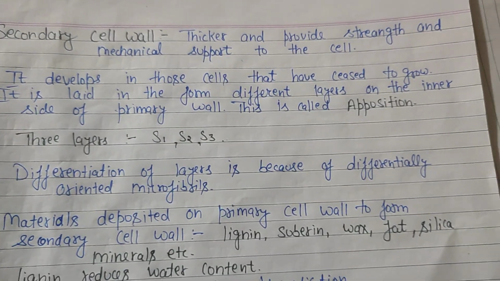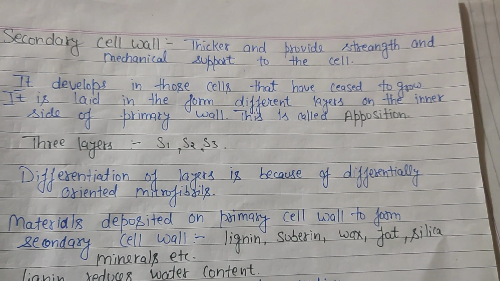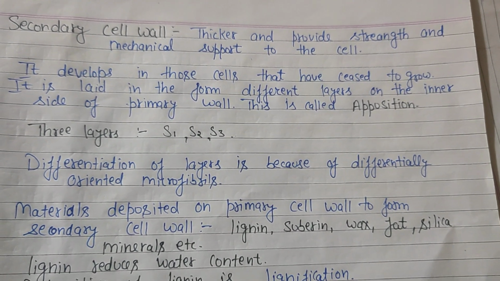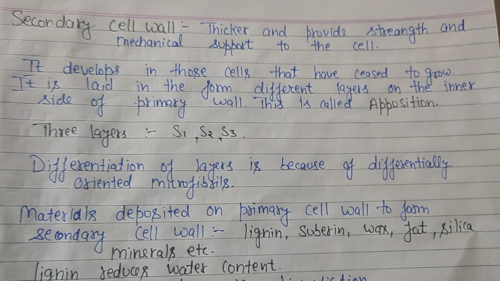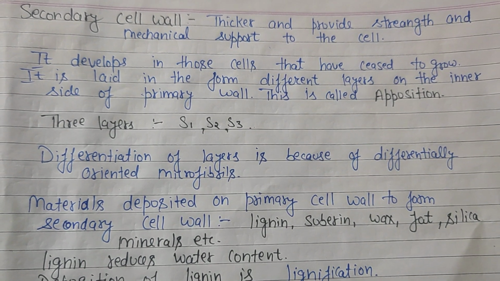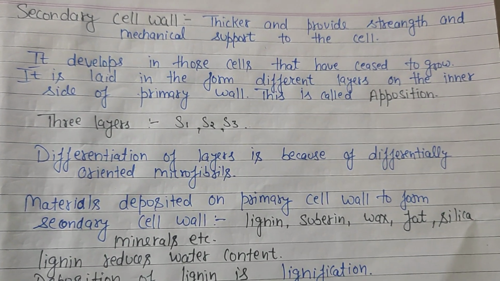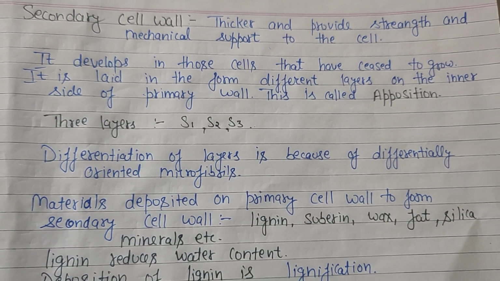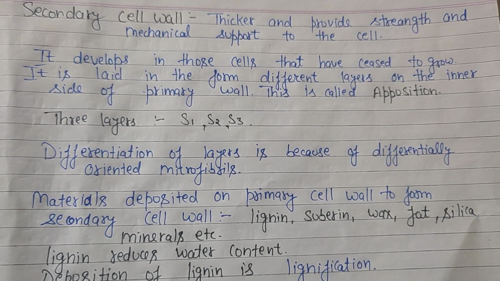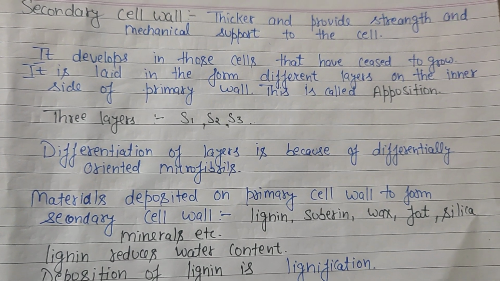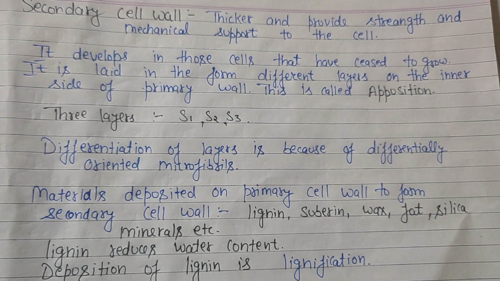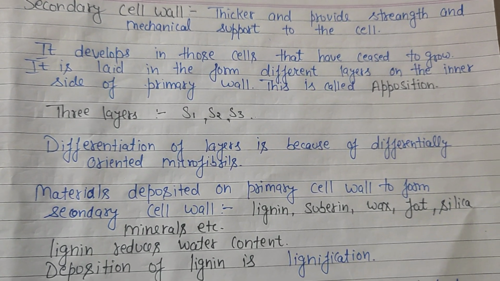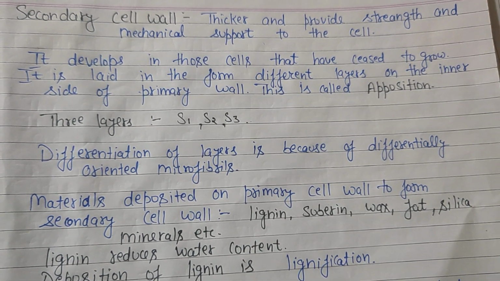So we will now have a look at secondary cell wall. This secondary cell wall is much thicker, and it provides considerable strength and mechanical support to the cell. It is because it has a very high amount of lignin in it, and lignin reduces the water content of the cell wall matrix, and therefore makes the cell wall very hard and tough. So it develops in those cells that have ceased to grow. It develops in mature cells, therefore it is present in those areas of the plant that are mature, because the mature parts of the plant have cells that have ceased to grow, and secondary cell wall is present in those cells only.